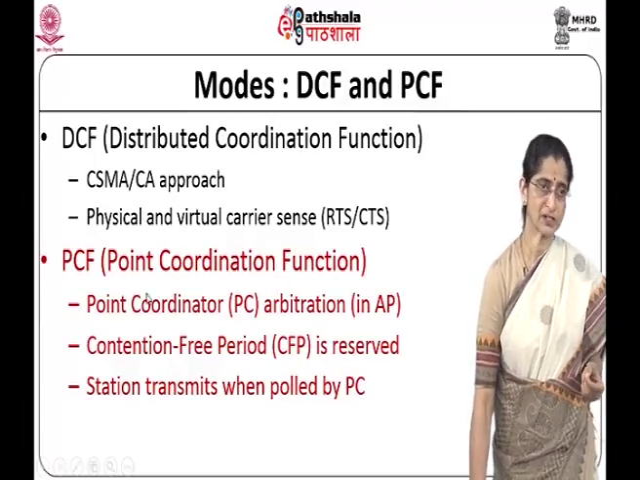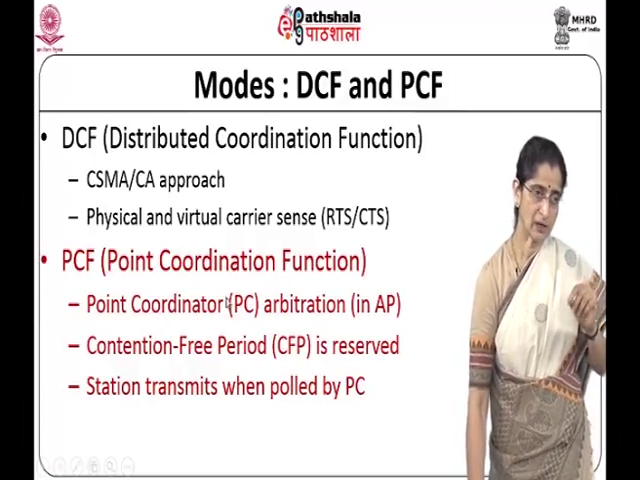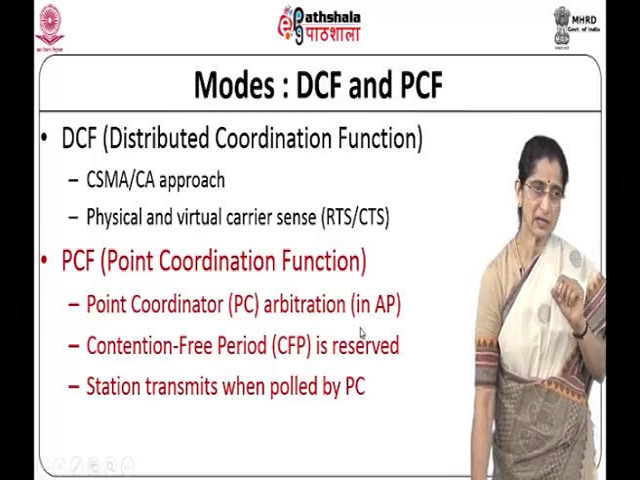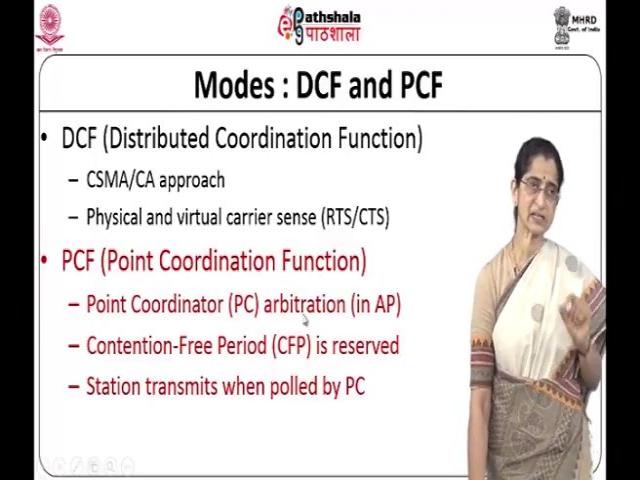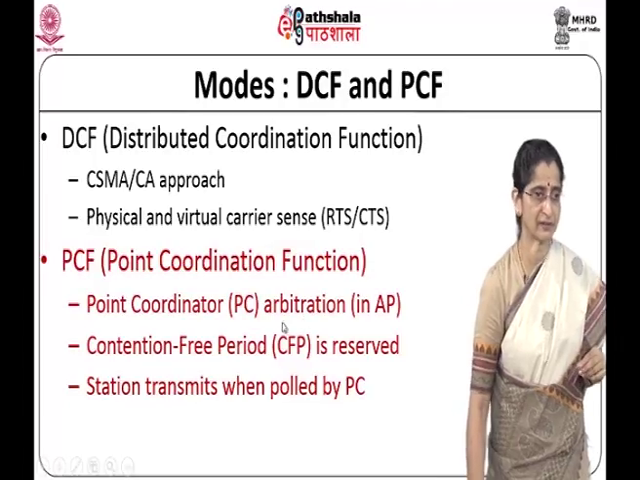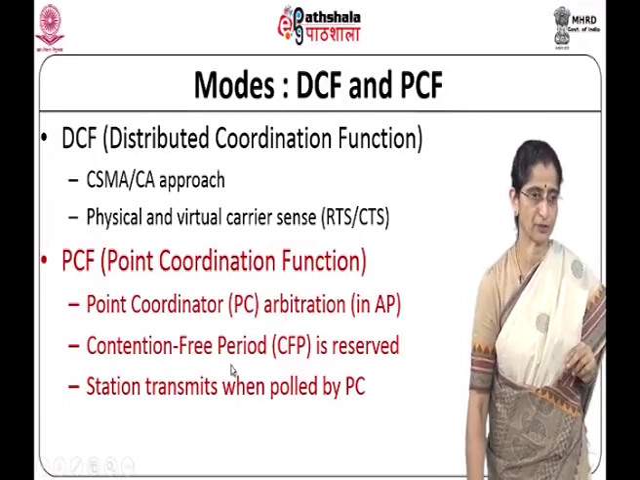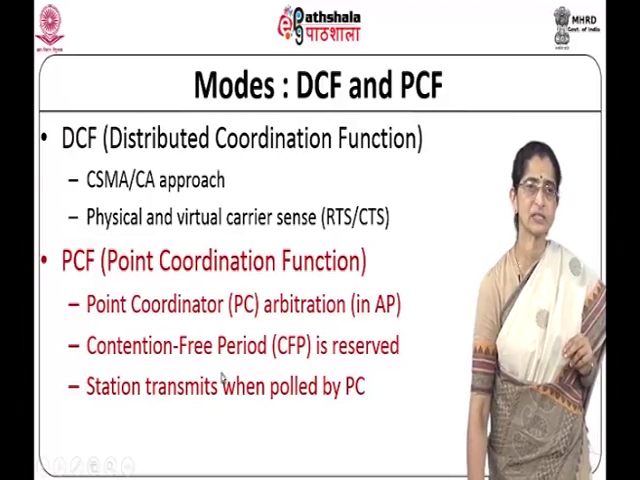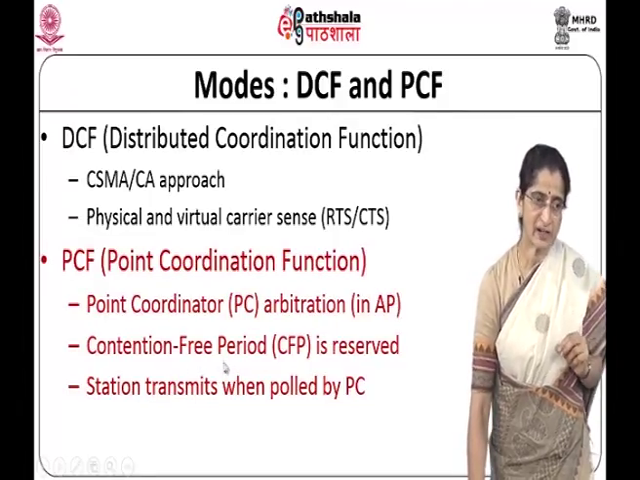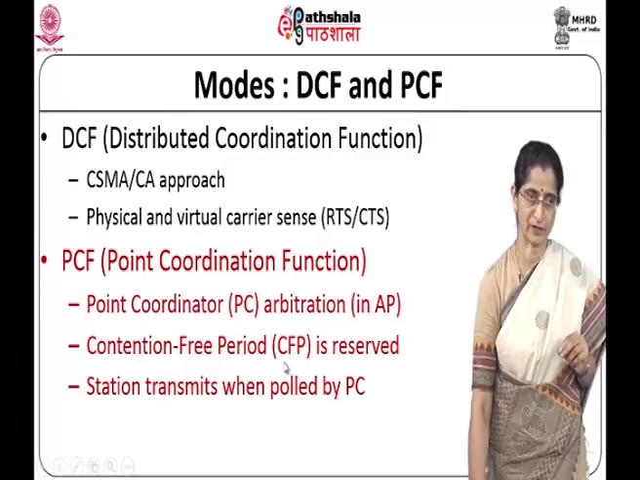Now in the point coordination function, the point coordinator, which is typically the access point, acts as the arbitrator and determines who will actually get to transmit at a given point of time. So what the access point will do is, it tries to provide a contention free mechanism of data transfer.